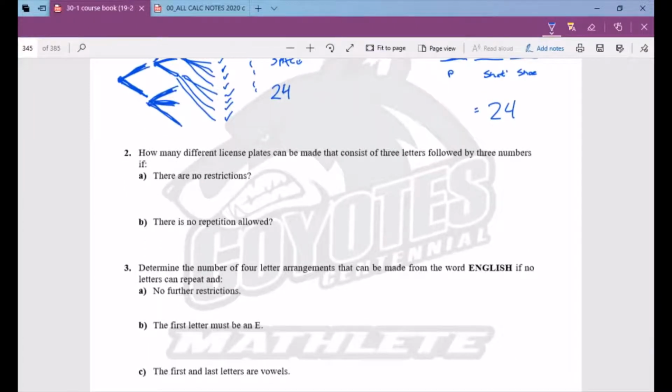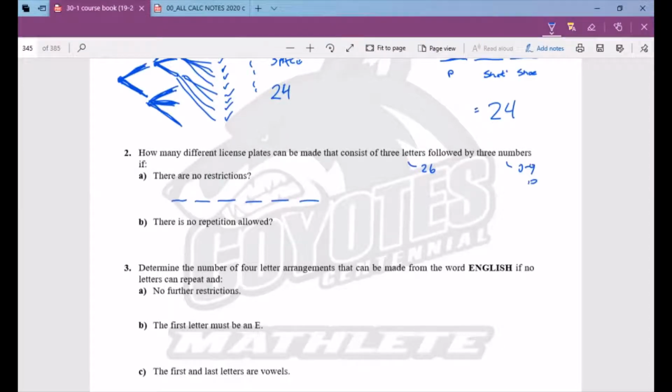So number 2, how many different license plates can be made that consist of 3 letters followed by 3 numbers? You need to know that in our alphabet we have 26 letters in total. The numbers from 0 through 9, there are 10 of them, if you count 0 as a number, and it is. So we have 10 different digits, 26 different letters. How many different license plates can we make if we've got 3 letters followed by 3 numbers? So letter, letter, letter, number, number, number.